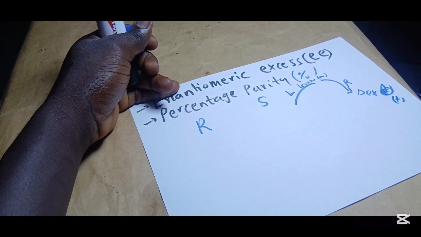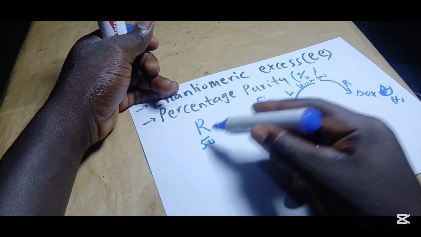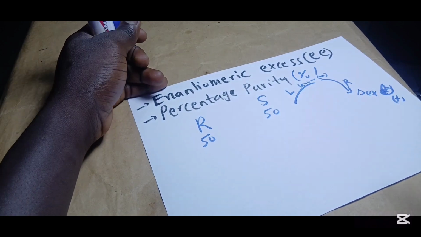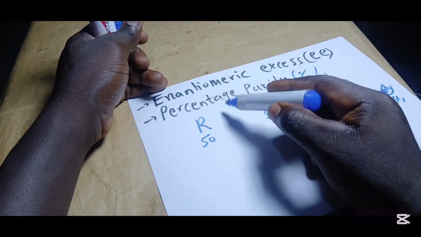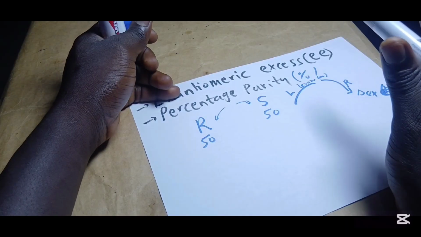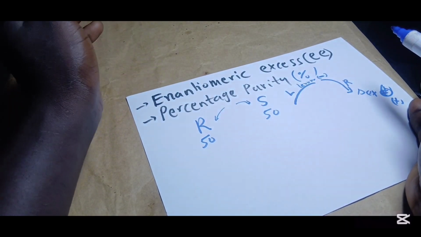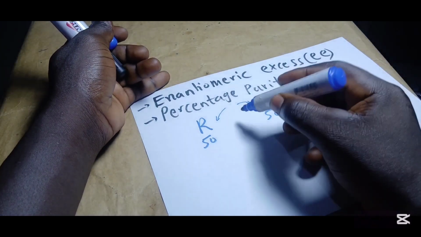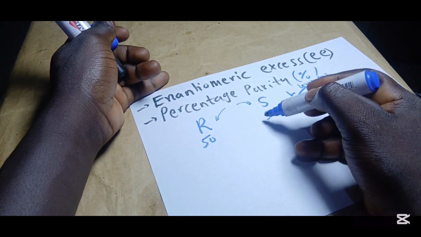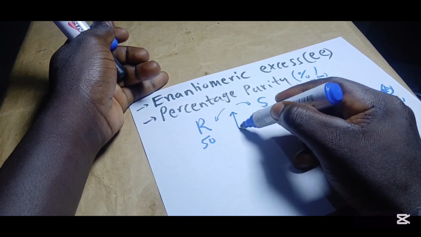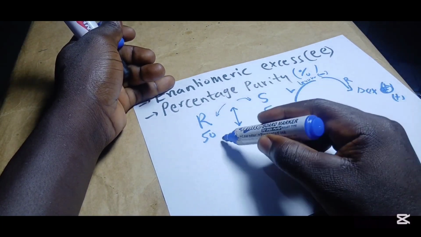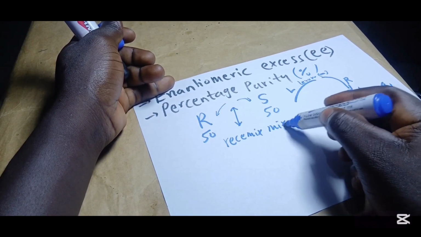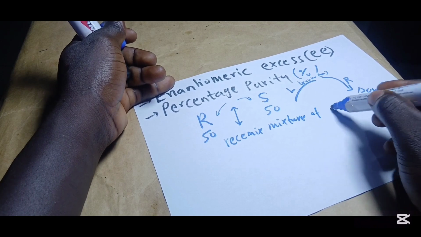That is class. So if I have 50 of R and 50 of S, as S is turning to the right, R will be turning it to the left. This is just a general term. It is not to say the S is always dextro or the L is always levorotatory. So because we have 50-50 of both enantiomers, there would not be an angle, right? Which means the solution will be a racemic mixture of R and S.